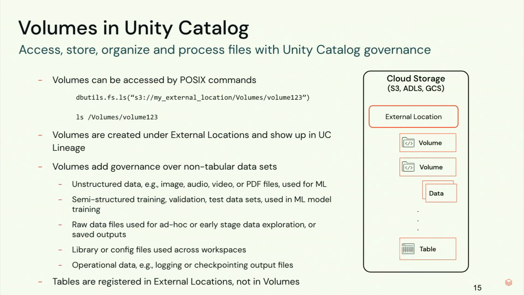All right, the last bit I'm going to close on is volumes in Unity Catalog. This is, to me, awesome and a huge leap forward. The idea is that you can access, store, and process any kind of file with Unity Catalog governance. A volume is an object that lives beneath an external location. If you look at the diagram on the right, I've got this little box that says volume. It lives underneath an external location, and inside that volume is some arbitrary data.